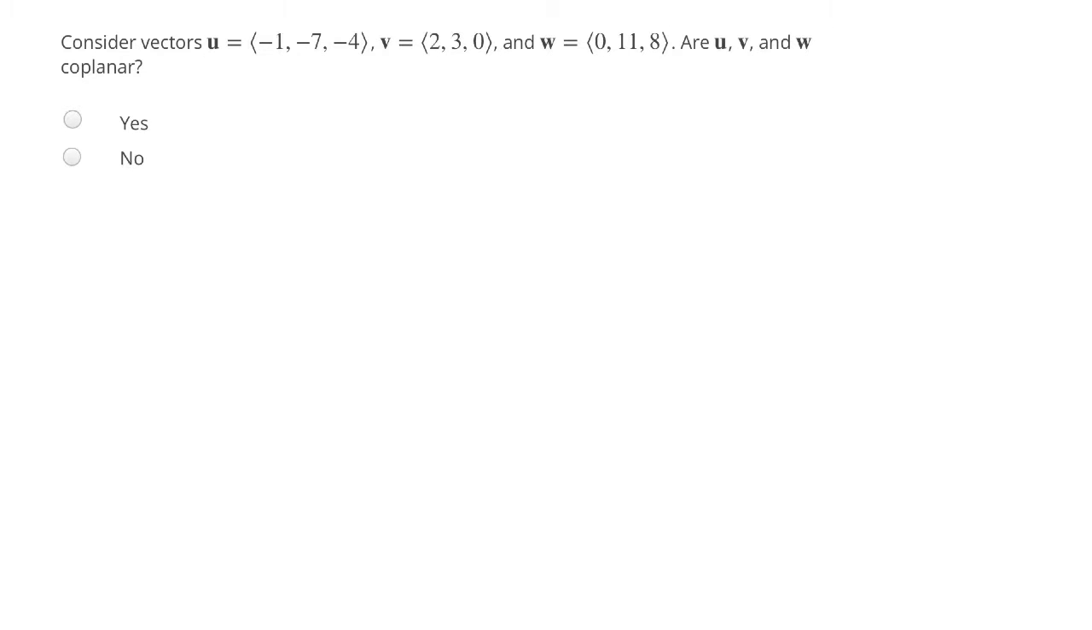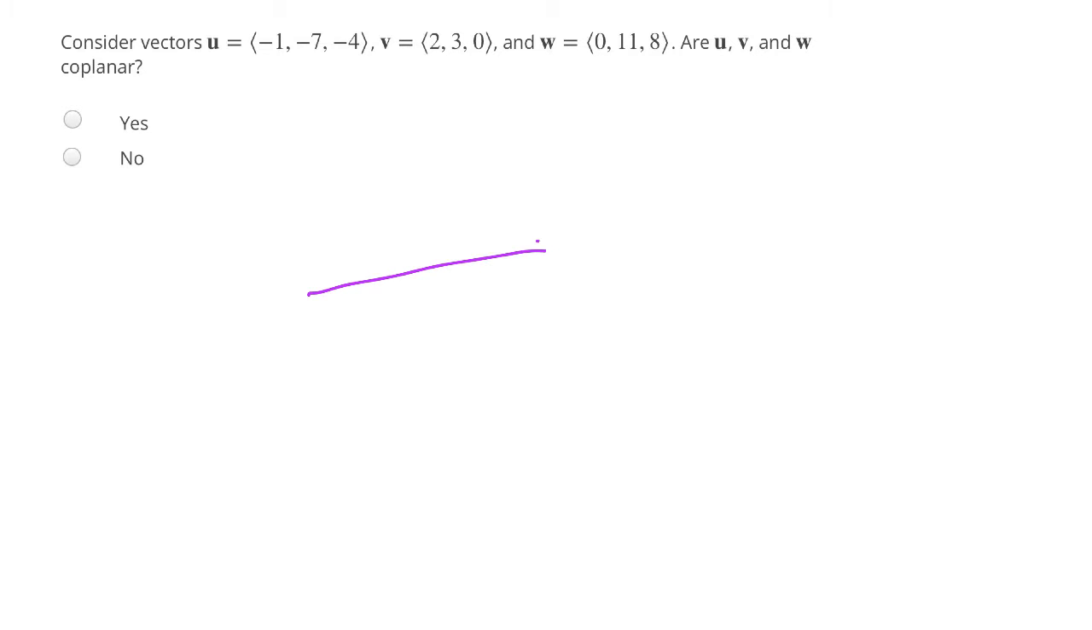Greetings everybody, and welcome to our next problem in cross products. So what we're given here are three vectors u, v, and w, and we're asked the simple question, are u, v, and w coplanar?